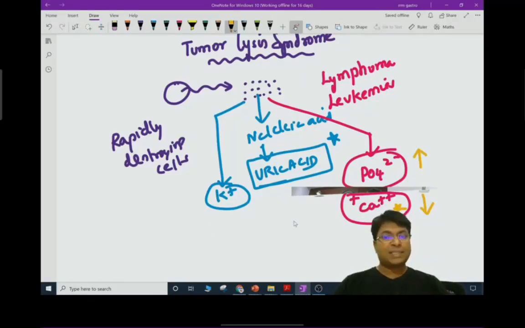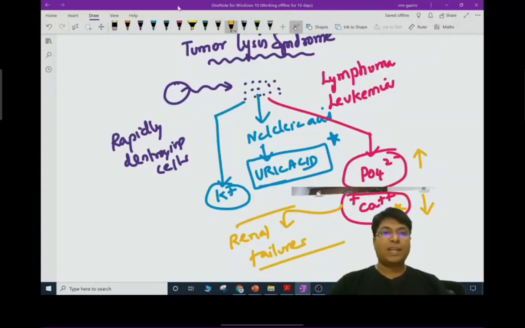And this calcium phosphate will deposit in the renal convoluted tubules, and it can cause renal failure. So please don't forget, this is a very important thing. They also get lactic acidosis.